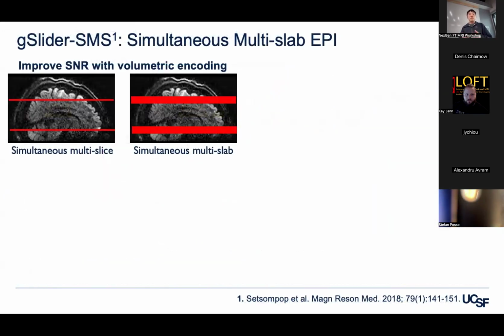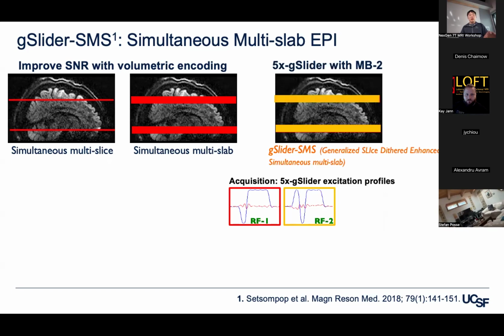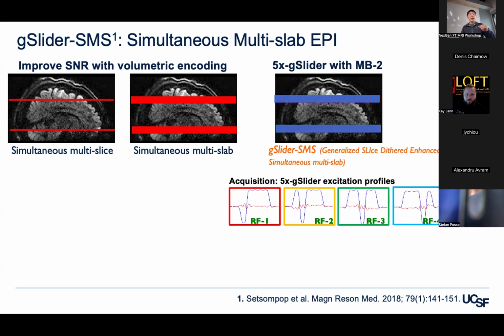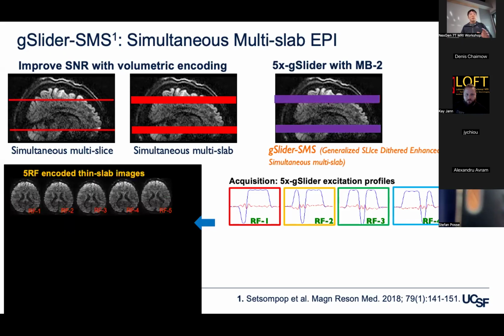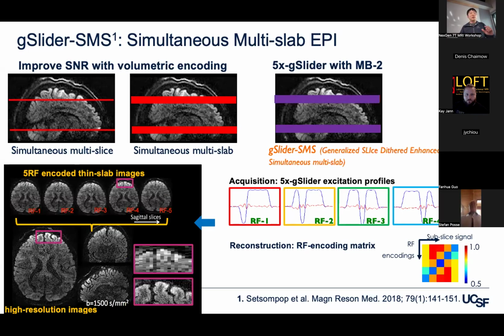Next, I will briefly introduce the gSlider-SMS technique. The main idea of gSlider is to improve SNR efficiency with volumetric slab encoding rather than conventional simultaneous multi-slice imaging. Here, we use 5-fold gSlider encoding with multiband 2 acquisition, where each slab is encoded by 5 different pulses with different slab profiles. These thin slabs are then combined during the reconstruction using the RF encoding matrix to resolve high slice resolution images.